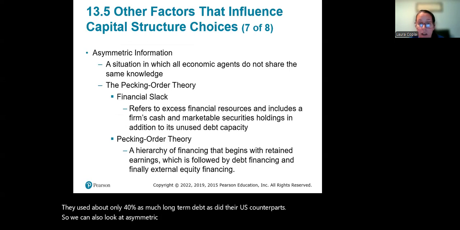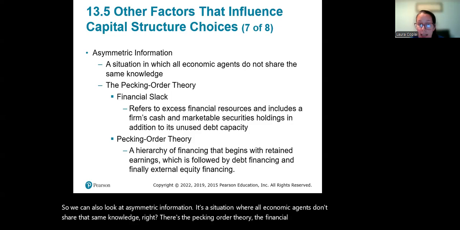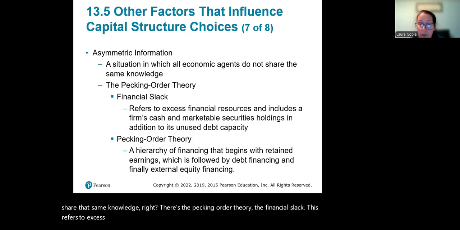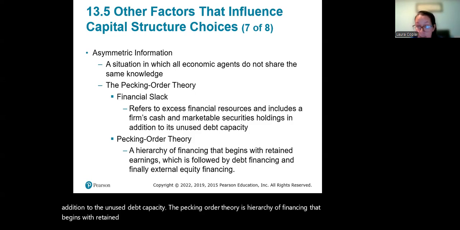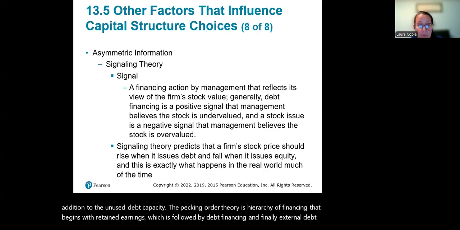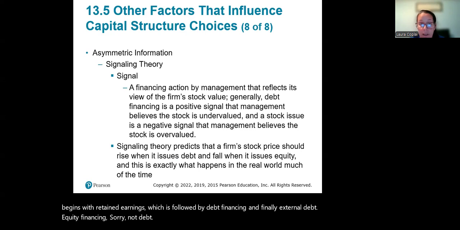So we can also look at asymmetric information. It's a situation where all economic agents don't share the same knowledge, right? There's the pecking order theory, and financial slack. This refers to excess financial resources and includes a firm's cash and marketable securities, in addition to the unused debt capacity. The pecking order theory is a hierarchy of financing that begins with retained earnings, which is followed by debt financing, and finally external equity financing. Sorry, not debt. We can look at signal theory.